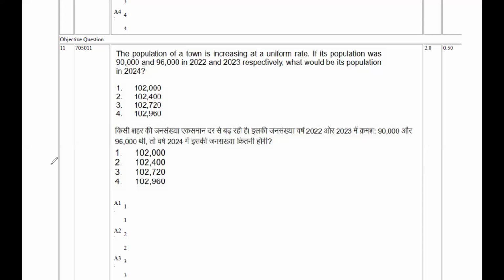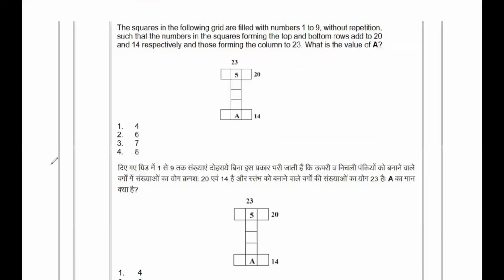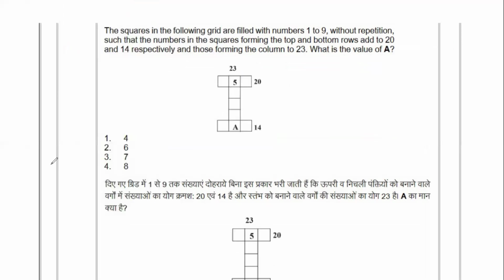Let's move on to question 12. So yeah, those who are watching this video for the first time, I am only discussing part A of the Physical Sciences CSIR UGC NET paper. The squares in the following grid, so this is question 12. The squares in the following grid are filled with numbers 1 to 9 without repetition, such that the numbers in these squares forming the top and bottom rows add up to 20 and 14 respectively.